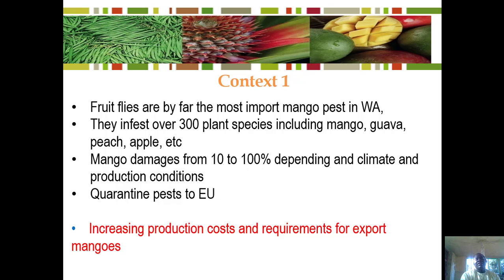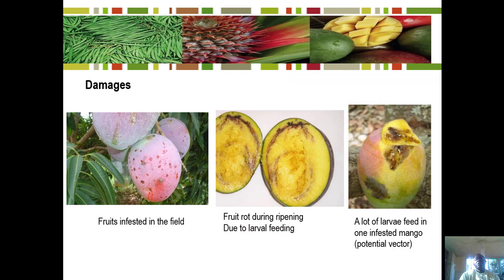Because of that, there is an increasing production cost and also more requirements for export of mango to the European Union. The damage from fruit flies is due to the female laying eggs on the peel of the fruit when it gets mature, and the larvae feed on the flesh and thereby disperse bacteria that rot the fruit. It is important to notice that in a single stung fruit, you can find a lot of fruit fly larvae.